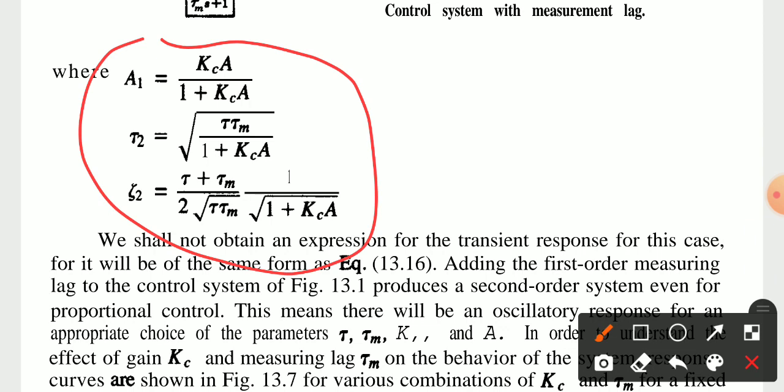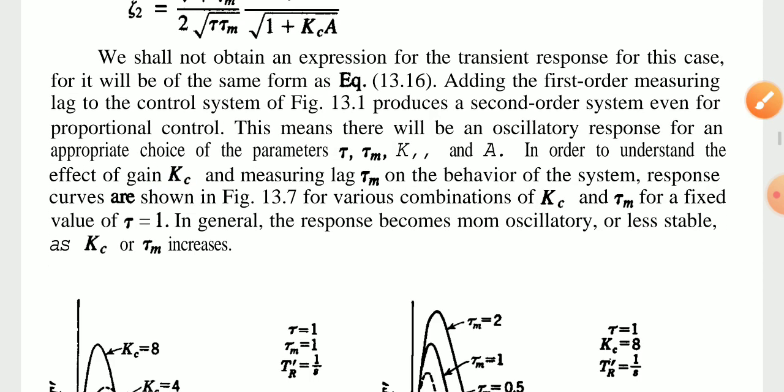tau 2 is equal to under root of tau m upon 1 plus Kc a. So zeta 2 is equal to tau plus tau m upon 2 under root tau m, multiplied by 1 upon under root 1 plus Kc a.